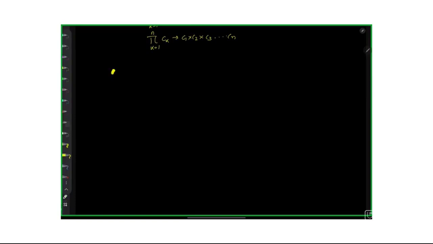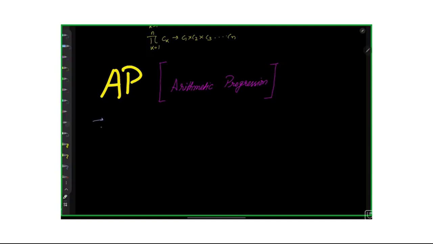Let's start with AP, right? What is AP? You must be aware of the full form. It is nothing but arithmetic progression, right? What is the definition of an AP? The definition is very simple. AP is a sequence whose terms differ by a fixed number, right?